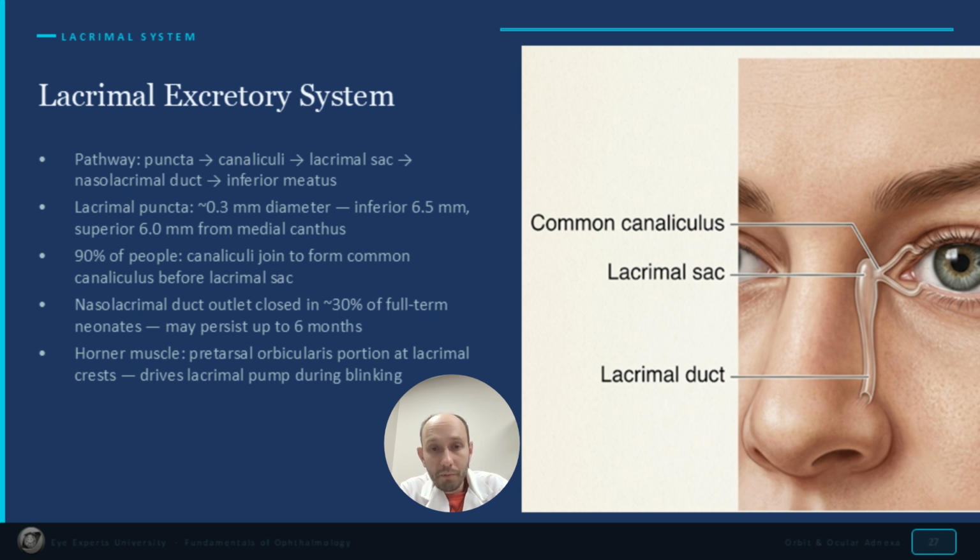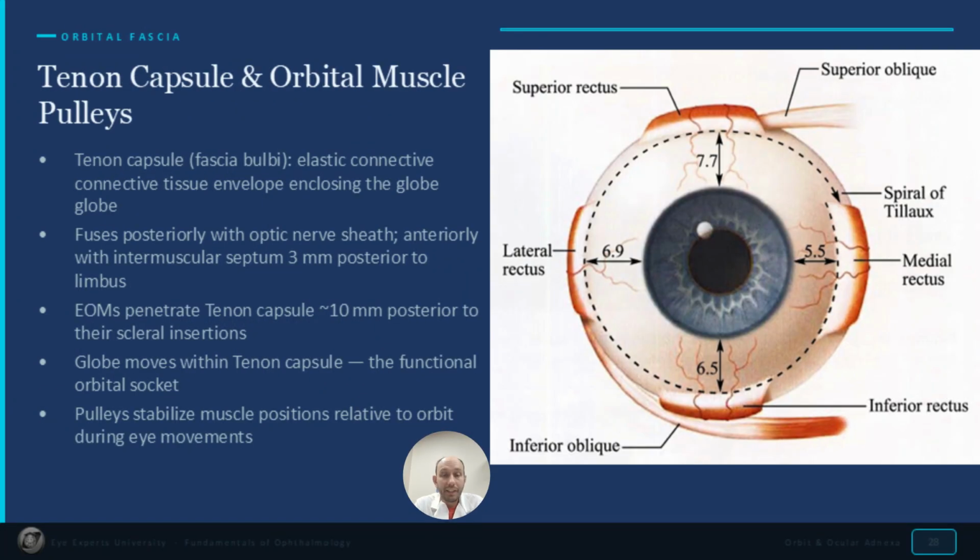Now, most people have a canaliculus that joins into a common canaliculus. Some people just have it separate, but that's not particularly important. Now, the Horner muscle is the pretarsal orbicularis portion of the lacrimal crest. That is what drives the actual lacrimal pump during blinking, because you need to blink to actually get the fluid to pump through.